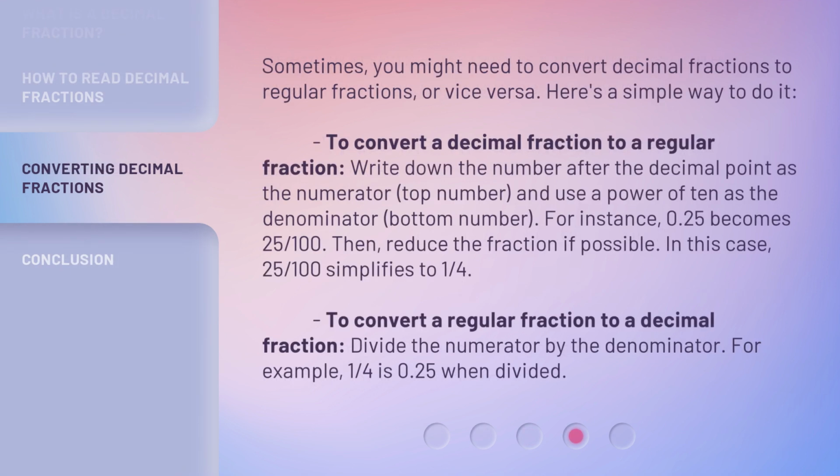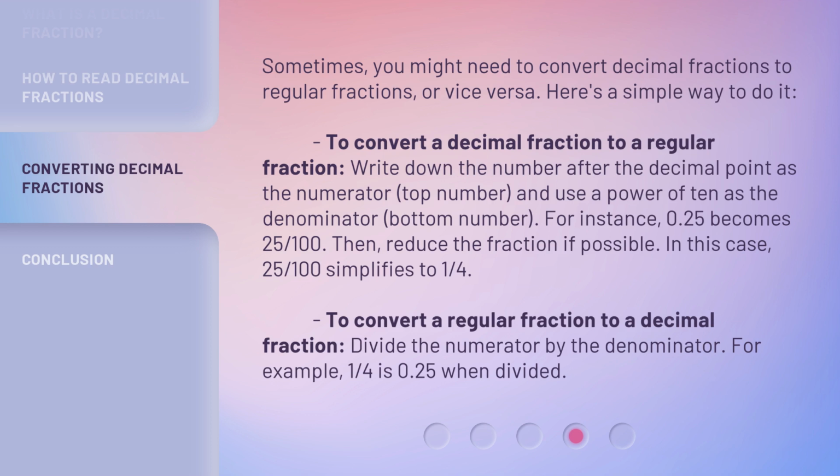Sometimes, you might need to convert decimal fractions to regular fractions, or vice versa. Here's a simple way to do it. To convert a decimal fraction to a regular fraction, write down the number after the decimal point as the numerator, top number, and use a power of 10 as the denominator, bottom number. For instance, 0.25 becomes 25/100ths. Then, reduce the fraction if possible. In this case, 25/100ths simplifies to 1/4.